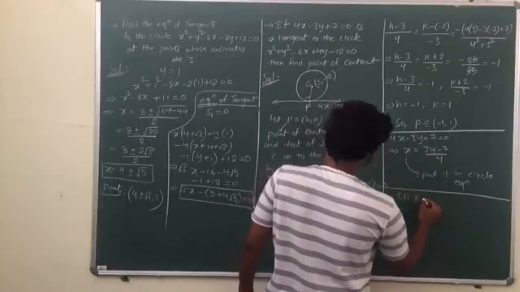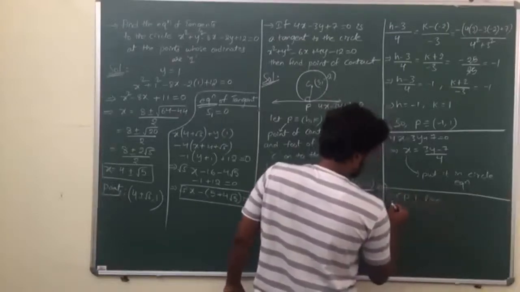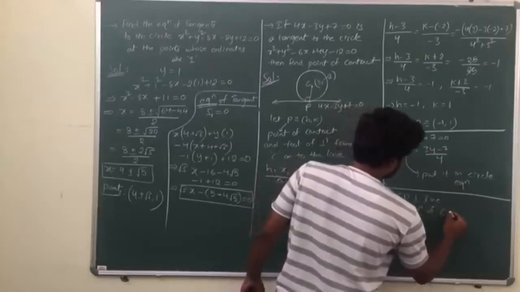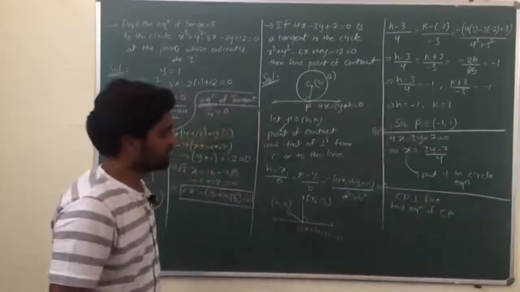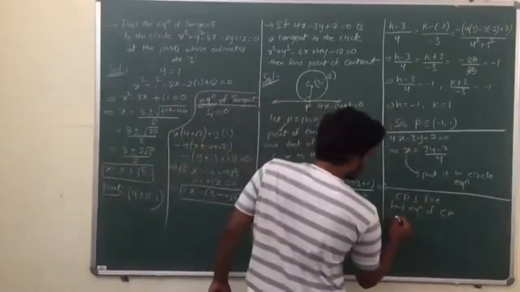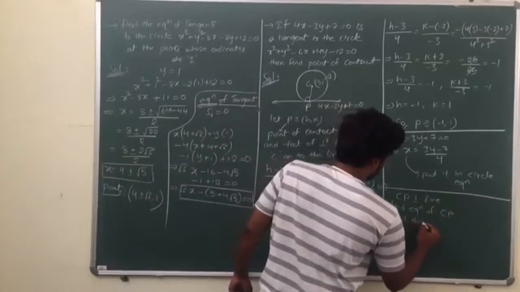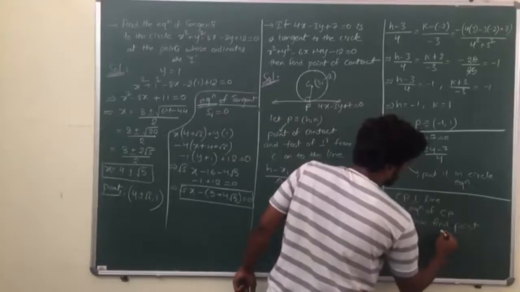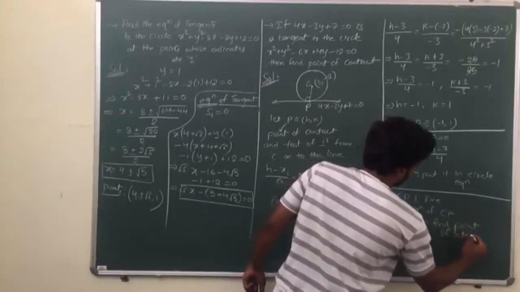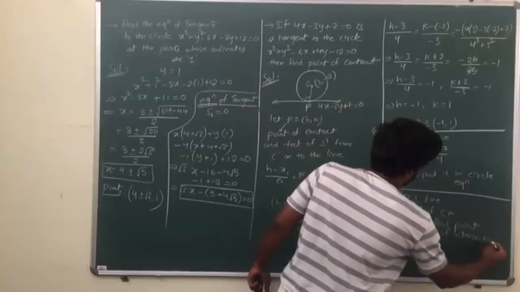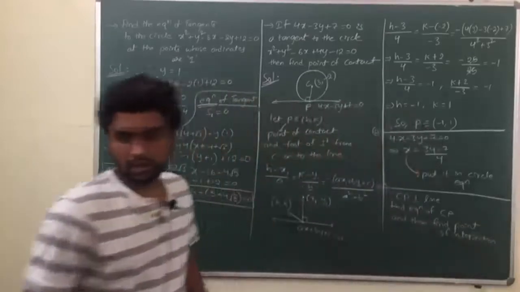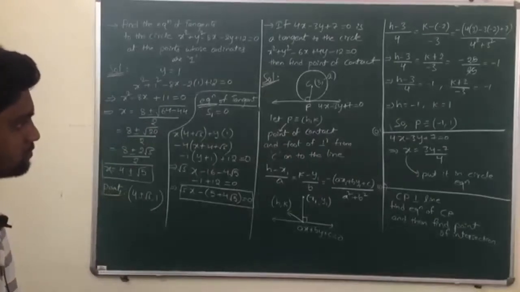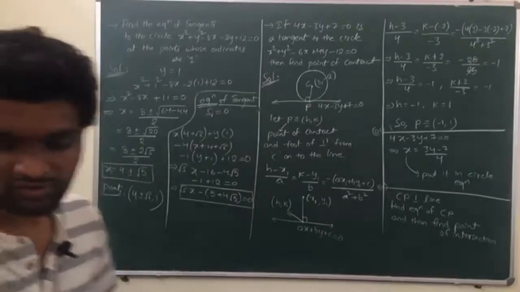Cp is perpendicular to the line. So find the equation of Cp and then find the point of intersection. Yeah, you can solve like that also. Still any doubts?